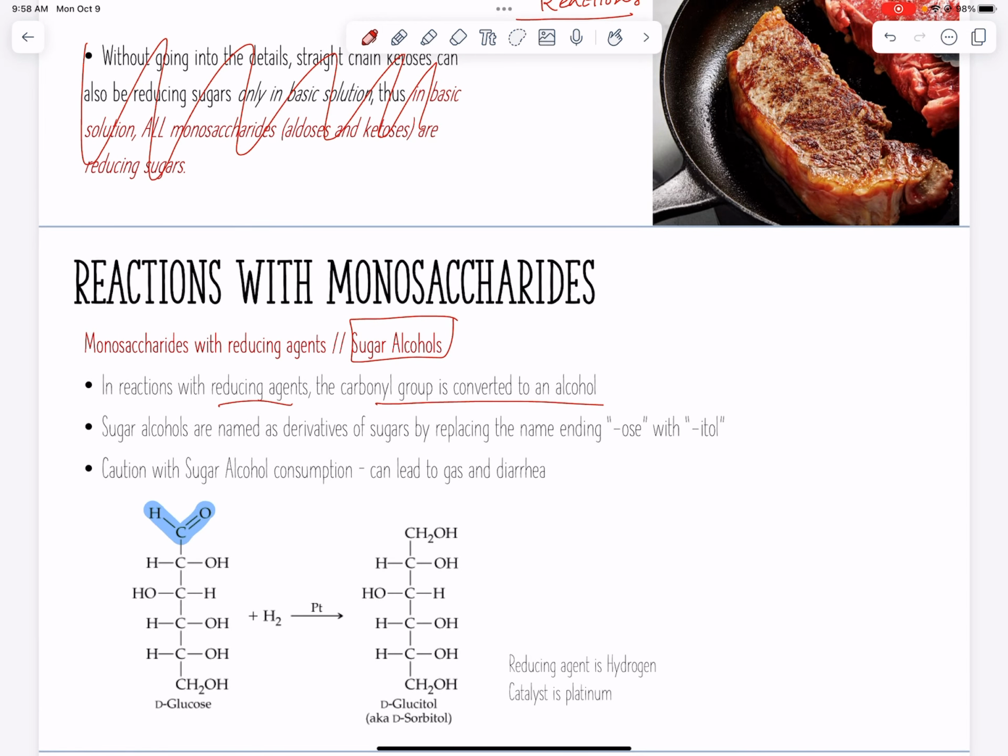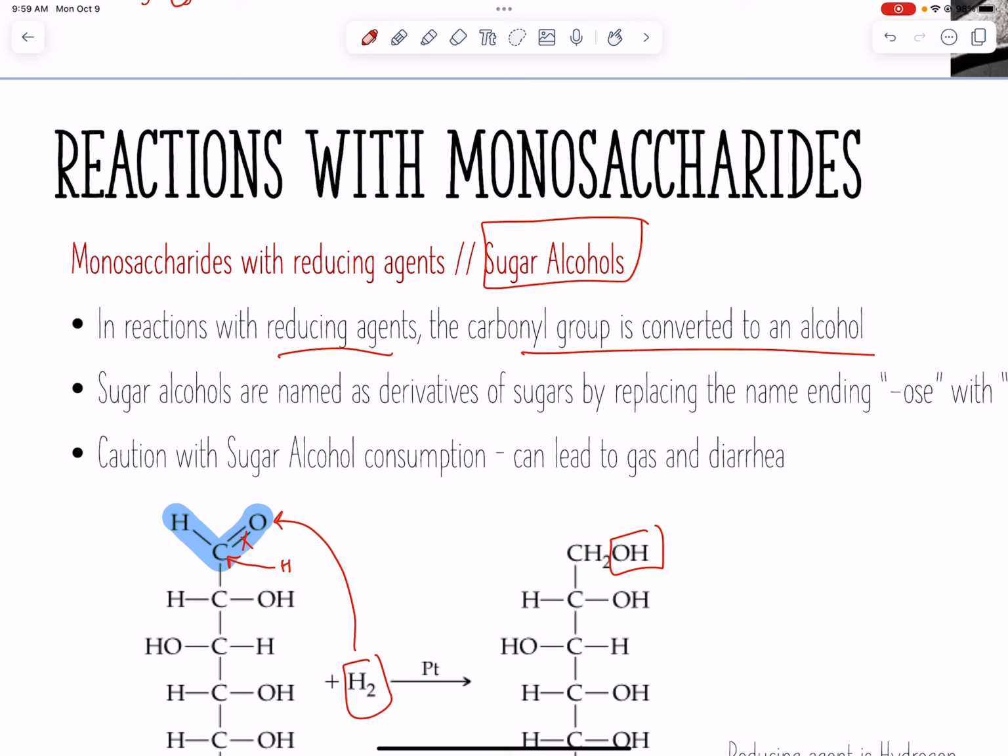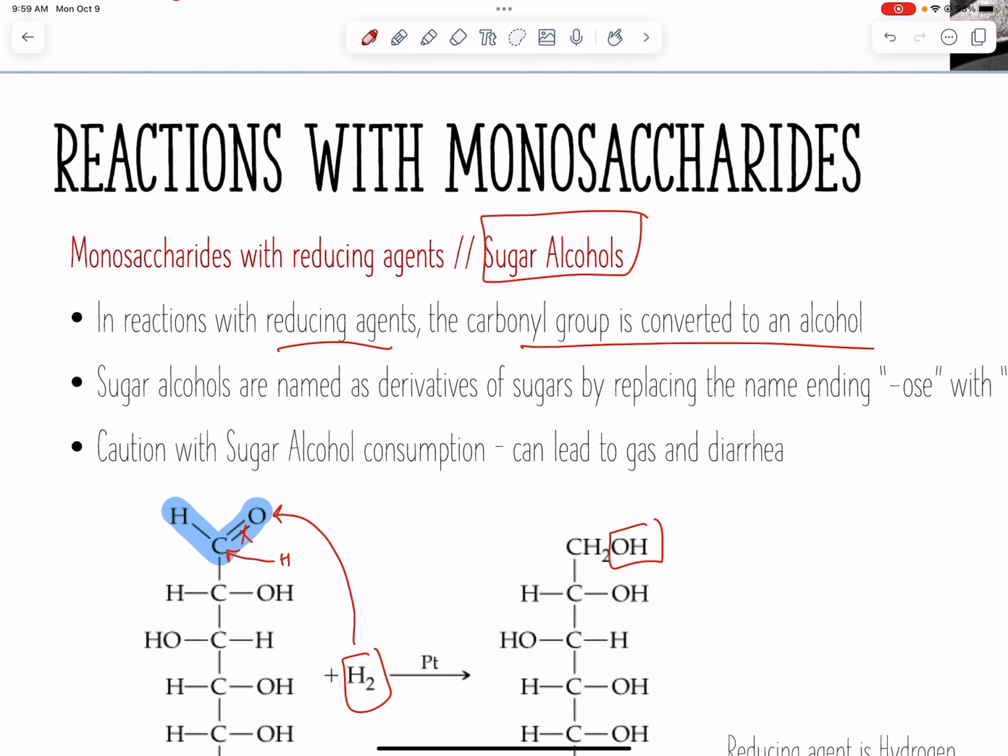Here glucose is our example. All that we're doing is breaking this carbon-oxygen double bond into a single bond. One of the hydrogens goes onto that oxygen, forming the OH group, and the other hydrogen goes directly onto the carbonyl carbon, increasing the number of carbon-hydrogen bonds. Remember, oxidation is increasing carbon-oxygen bonds. Reduction increases the number of carbon-hydrogen bonds and reduces the number of carbon-oxygen bonds, which is what happens here. We go down to one carbon-oxygen bond and up to 2 carbon-hydrogen bonds.